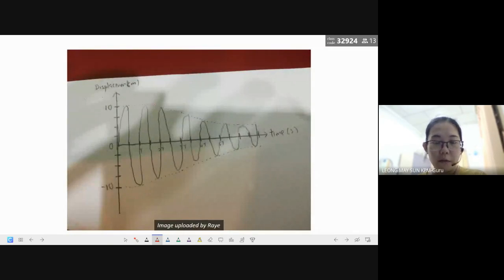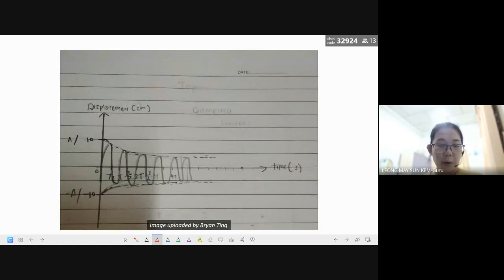This is Ray's graph. Ray, how come your decreasing amplitude looks so weird? Your decreasing amplitude is supposed to go down like this. So be very careful, okay? The labeling and all that is correct. It's just the curve there only. I have Brian's one here. Displacement. Okay, Brian also has the same thing. This one doesn't look like it's undergoing damping. It needs to go downwards some more, approaching 0 but not touching 0.